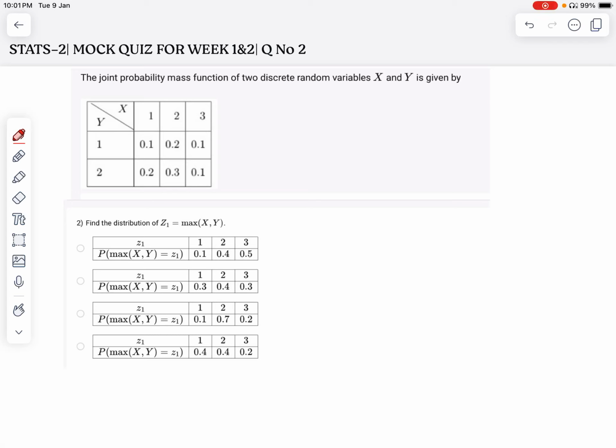Hi everyone, now we are going to look at question number 2 for mock quiz week 1 and 2 for the subject STATS-2 of IIT Madras Data Science BS degree.